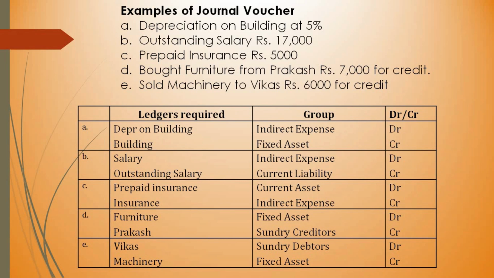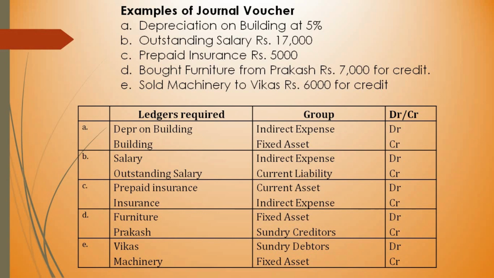Why sundry creditors? Who is a creditor? A creditor is a person to whom the business owes money, to whom the business has to pay the money. Because we have purchased furniture from Prakash on credit, the business has to pay money to Prakash, and that's why he's called a creditor. So you put it under credits. That is, the group is sundry creditors. Another easy way to understand: you're purchasing furniture.